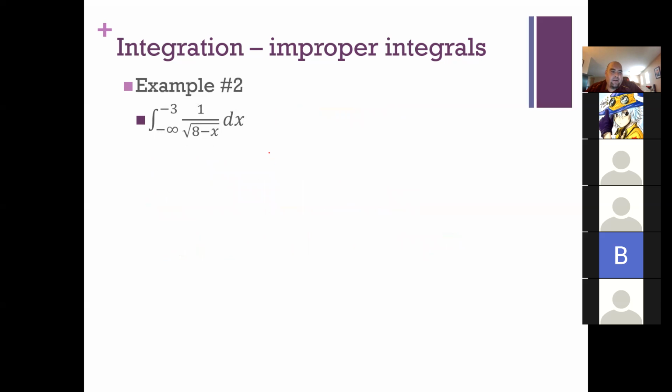All right, so integral from -infinity to -3 of 1 over radical 8 minus x. So same question here. Do we think this will converge or diverge based on the function I'm trying to integrate? Okay, I got to vote for diverge. Got another vote for diverge as well. So let's make sure. So again, I would like to rewrite this.